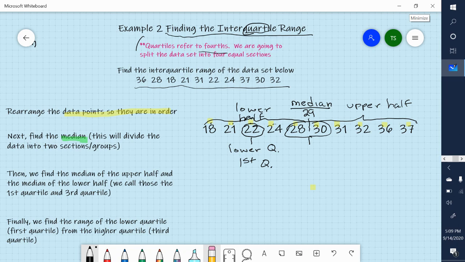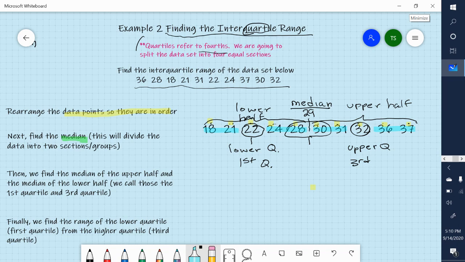And on the upper half, I have 1, 2, 3, 4, 5. So my middle number would be 32. I can see clearly that I have 2 numbers on one side of 32 and 2 numbers on the other. So this is my middle number. On the upper half, 32 is my upper quartile, or my third quartile. Back to here, I know I have my middle number because I have 2 on one side of my first quartile and 2 on the other, so that has to be the median.